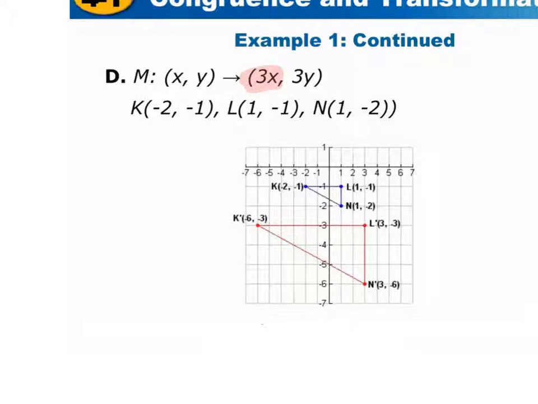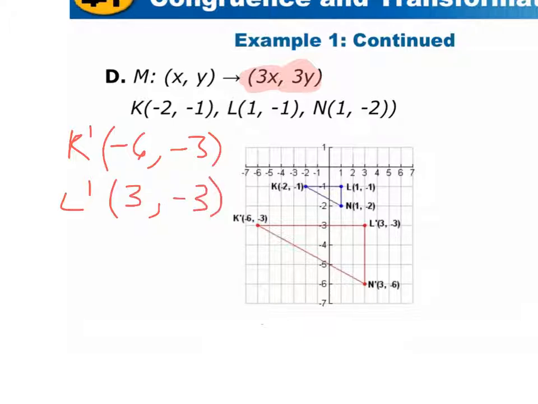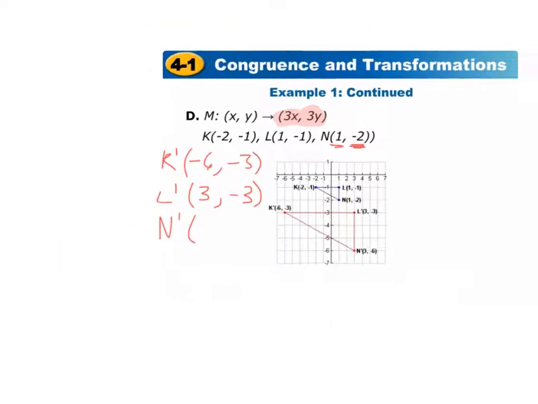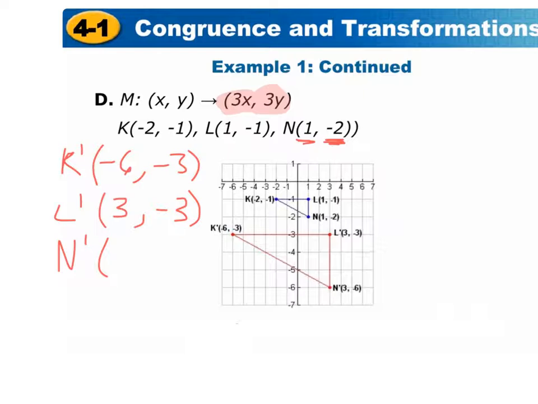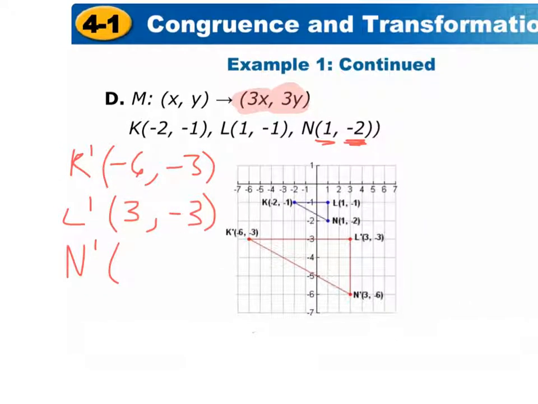So here we're multiplying 3 times x and times y. So now we're going to have k prime. Kennedy, what's our k prime going to be? -6, -3. Kevin, what's our L prime going to be? It would be 3, -3. And Sydney, what's our N prime going to be? 2, 1, -1. So we're multiplying 3 by 1 and we're multiplying 3 by -2. We are on D on the 8th page. 3, -6.